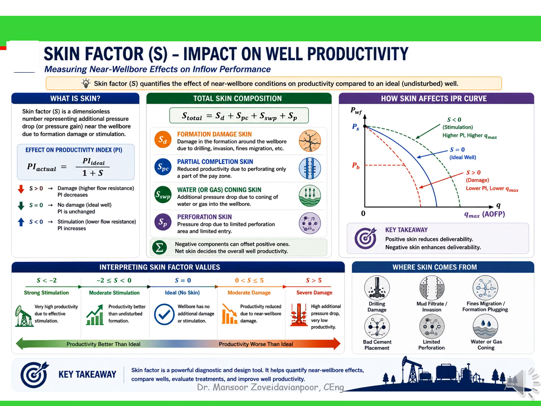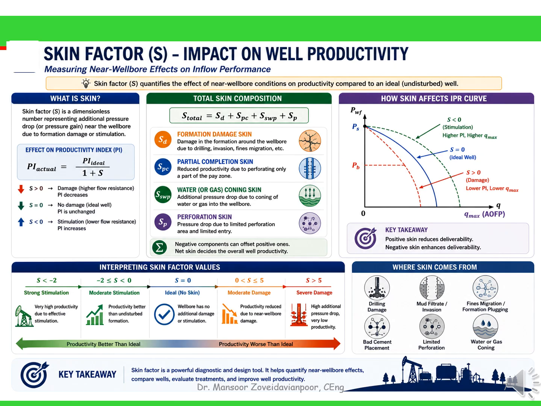If this zone becomes damaged by drilling mud, fines migration, or scale deposition, it creates extra resistance to flow. This is called positive skin, and it reduces production because the reservoir must lose more pressure to push fluids into the well. Now imagine the opposite. After an acidizing or hydraulic fracturing treatment, the flow path becomes easier than before. This produces negative skin, allowing fluids to enter the well with less resistance and increasing production. A skin factor of 0 represents the ideal case, where the well neither restricts nor enhances flow.